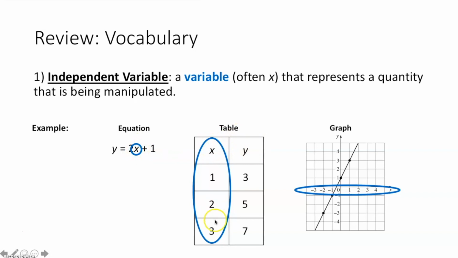Here in our table, the left column is usually going to be your independent variable, whereas the right column is usually going to be your dependent variable. In a graph, the independent variable is usually your x-axis here.